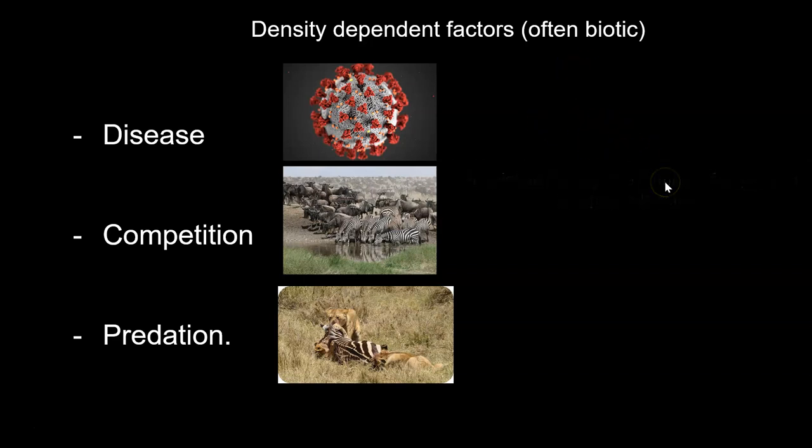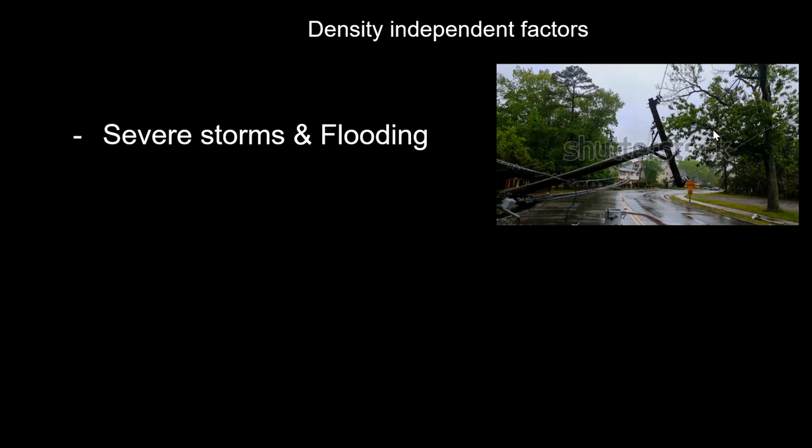So yeah, disease, competition, predation, all three of these things depend on how many of you, or how many zebras, or how many lions, or whatever organism we're talking about. These things are all limits to your population size that depend on the number of organisms, the density of organisms in a particular area. So moving on, we're going to talk about the density independent factors.